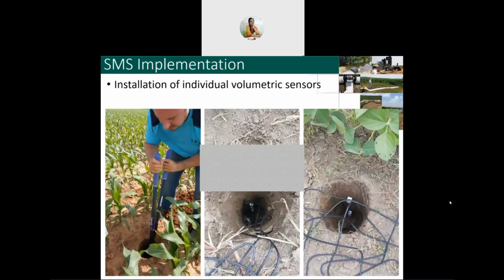So here's an example of an installation of individual volumetric sensors for one of our research studies. We dug a hole with an auger as well as a post hole digger to do the last bit. And then we installed our sensors into the sidewall of the soil. And that was our best way to get undisturbed soil to hopefully measure how water would move through the soil that didn't have a hole dug in it. Because once we fill that hole back in, water will move through it differently than the natural areas of the field. And we were trying to get away from that.